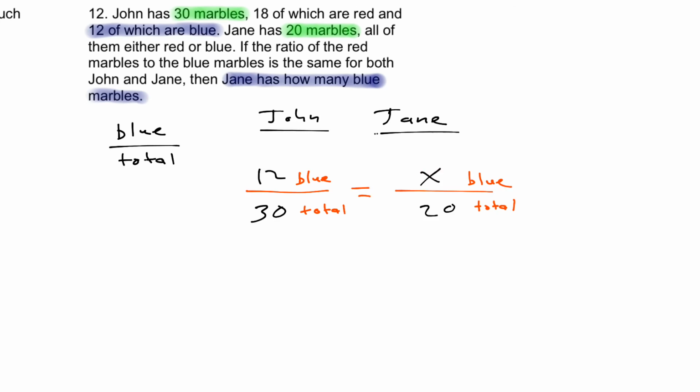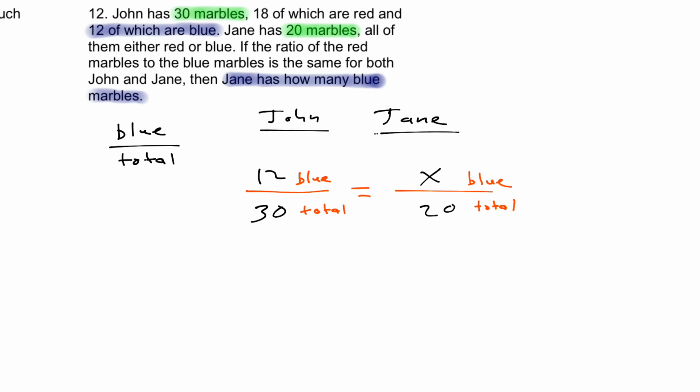Now we're just going to do our cross products and we'll be all set. Now I want to point out one last thing. You could actually reduce this fraction first if you wanted to, because you could divide both of those by 6 and you would get some smaller numbers to work with. If you divided the numerator by 6 and the denominator by 6, this ratio for John would actually become 2 over 5. But it won't matter. You can just leave it like it is and you can still do your cross products.